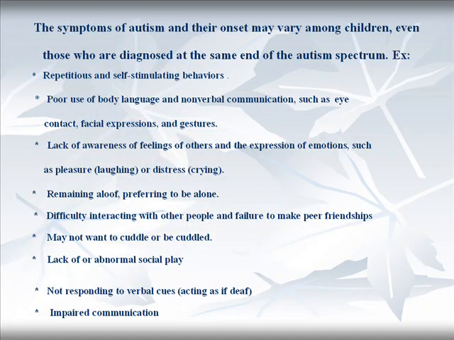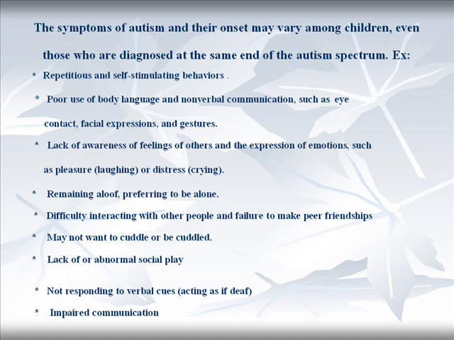Symptoms. Symptoms of autism and their onset may vary among children, even those who are diagnosed at the same end of the autism spectrum. Some examples of symptoms would be repetitious and self-stimulating behavior, poor use of body language and nonverbal communication such as eye contact, facial expression, and gestures, lack of awareness of the feelings of others and the expression of emotions such as pleasure, laughing, or distress, crying, remaining aloof, preferring to be alone, difficulty interacting with other people, failure to make peer friendships, may not want to be cuddled or cuddle, lack of social play, not responding to verbal cues, acting as if deaf, and impaired communication.